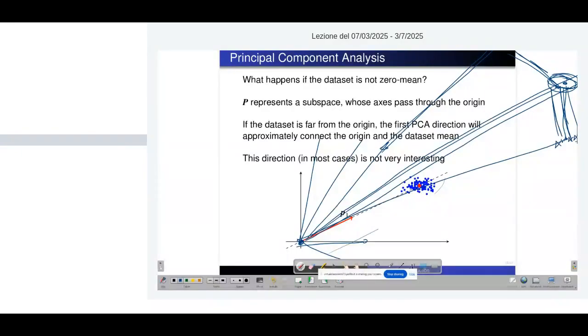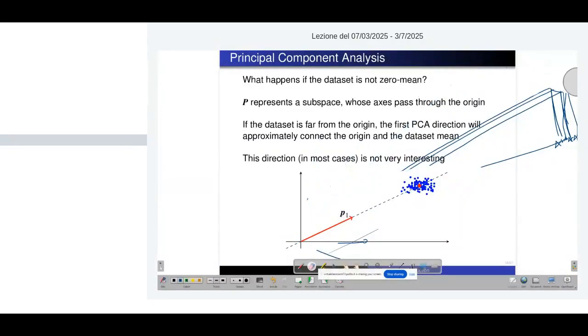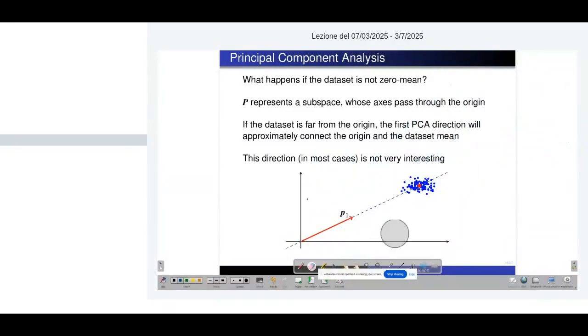So in this case, it's difficult to show because we need more than two directions to show this, but this will typically affect the main direction that we find. That is, the first principal direction, the first direction of P, will typically point towards the dataset. The other directions will, in general, be fairly good, so it's not a big issue on its own, but still we are wasting some directions to represent something that typically is non-informative.